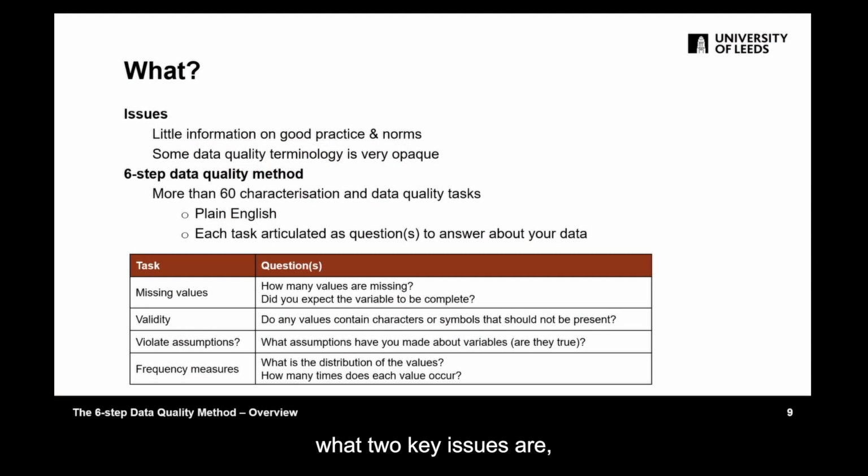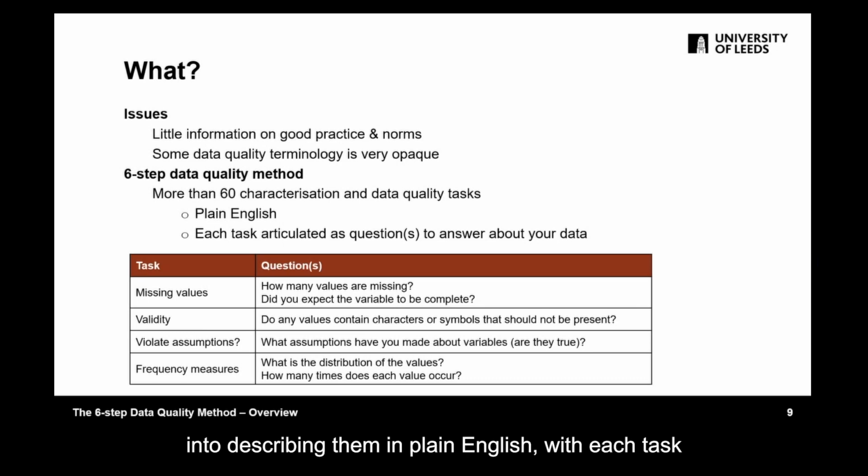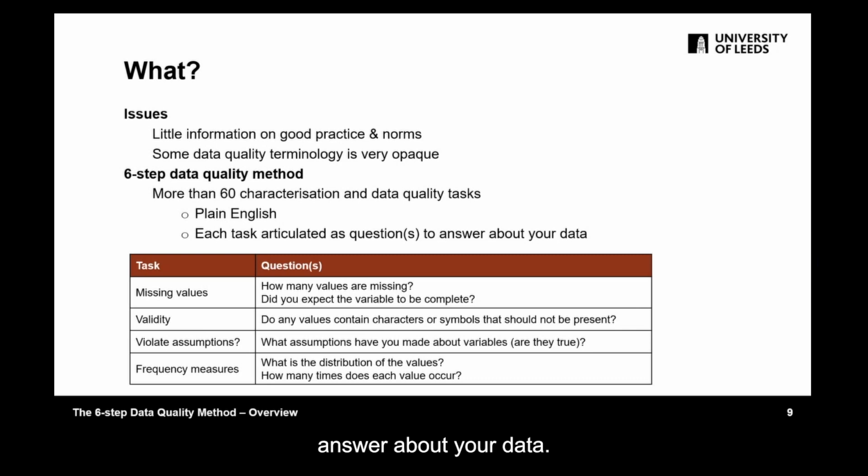Starting with the what, 2 key issues are there's little information on good practice and norms, and on top of that, some data quality terminology is very opaque. We changed that using our experience and reviewing the literature to identify more than 60 characterization and data quality tasks. And in addition, we put a lot of effort into describing them in plain English, with each task articulated as 1 or more questions to answer about your data. Here are 4 of those tasks and their questions.